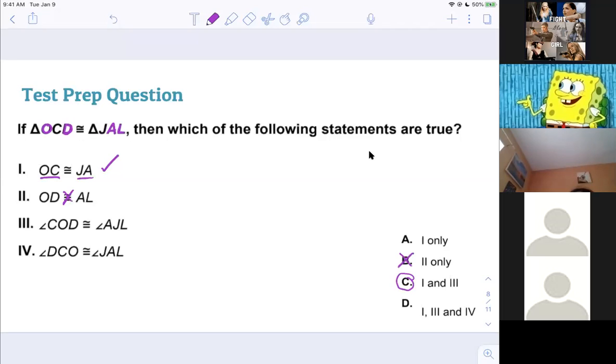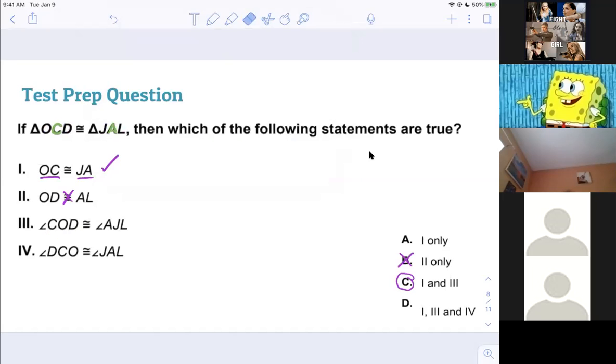Then I'm going to check option 3. Option 3 is saying COD. So what's kind of different about this one? It's not in number order, the letters are in different places. Right. But we're still going to check because this is still possible. Because what's going to happen is it's telling me C corresponds to J. I mean A. Is that right?